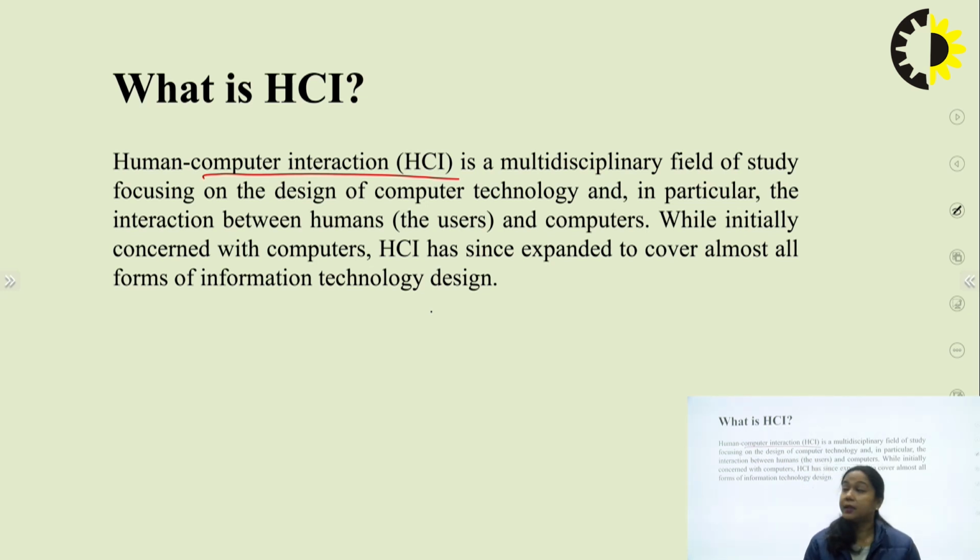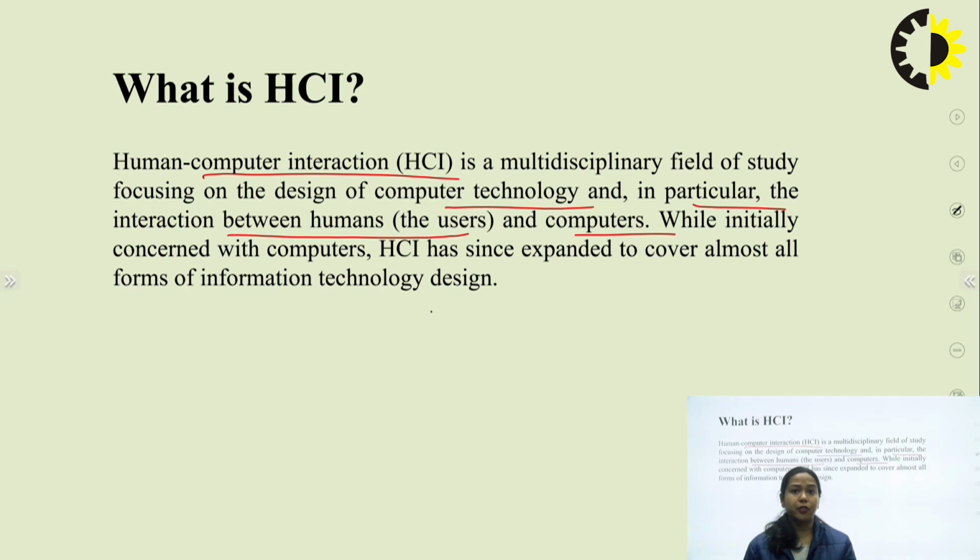It is a multidisciplinary field of study focusing on the design of computer technology and, particularly, the interaction between the human and the computer. As we have discussed, the human-computer interface can be implemented in any field of study. That means it is the interaction between the human and the computer. The computer is multidisciplinary. We know that a computer can perform any type of task. It may be a computer-based task, or a task related to the mathematical field, the chemical field, the mining field, anything. Everywhere computer technology is used.